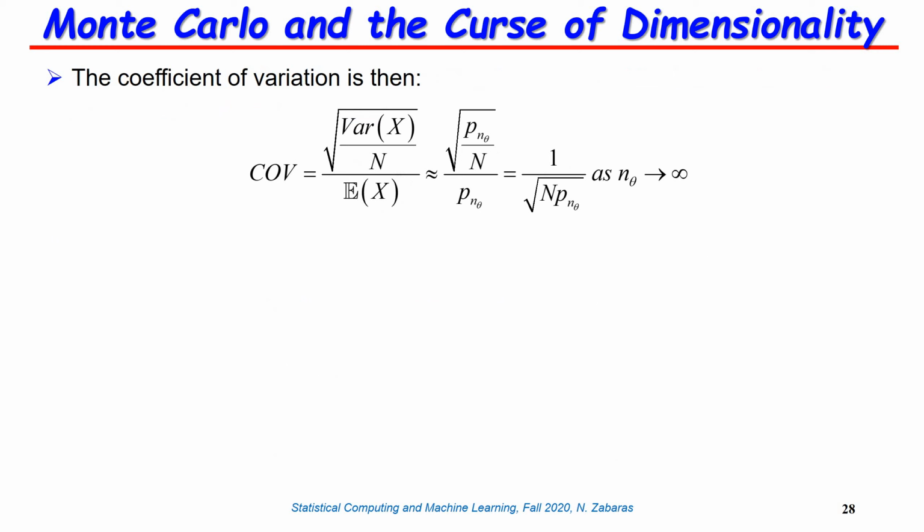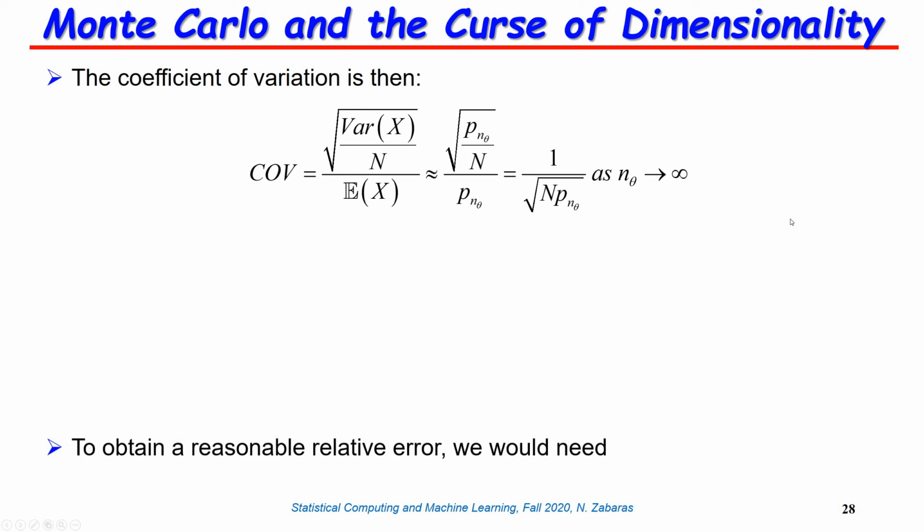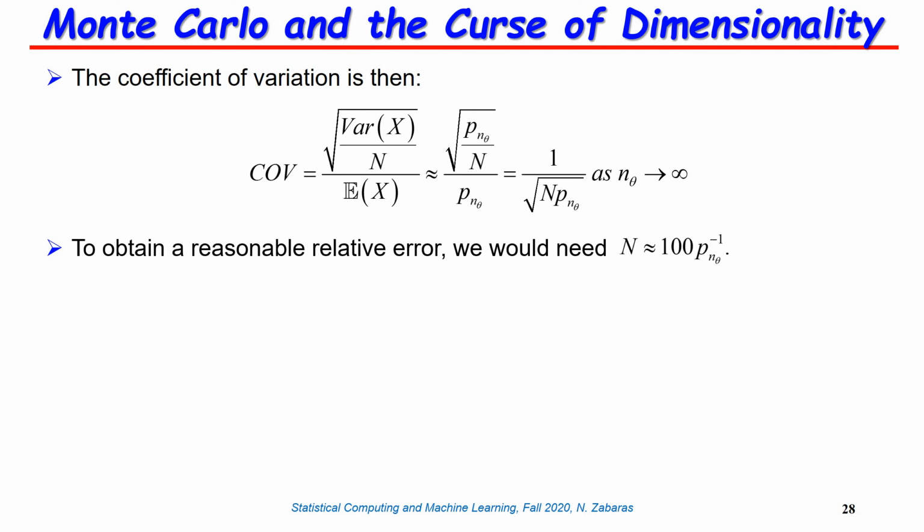So let's do the following thing. Let's compute the coefficient of variation. So I'm going to take the error of my estimator divided by the expectation, which is this probability that I would hit the hypersphere in n theta dimensions. So I get this nice result. And now observe what happens. Let's say that you want this coefficient of variation to be a small number, let's say 0.1. So for this to become 0.1, immediately you can see that n has to be 100 times 1 over this probability. So that's when the coefficient of variation is 0.1.